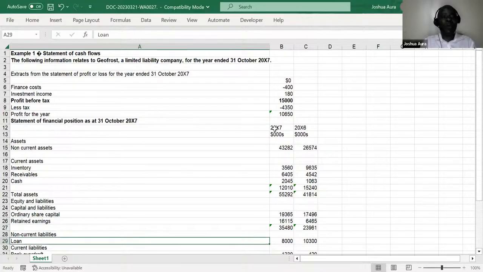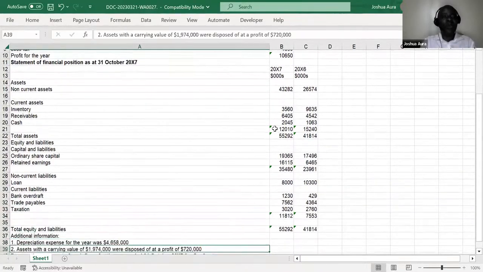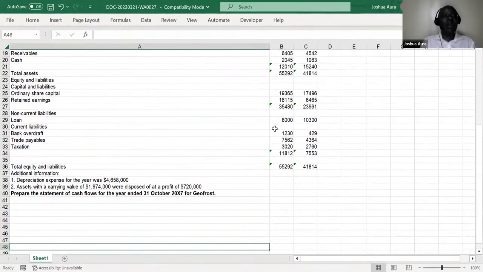So then, ladies and gentlemen, we move on like this. Then we have here, depreciation for the year was 4658. Assets with a carrying value of 1974 were disposed of at a profit of 720. Then they want us to prepare a statement of cash flows for the year ended 31st October 2007 for Lifer. So this is an examiner who is wishing me success.